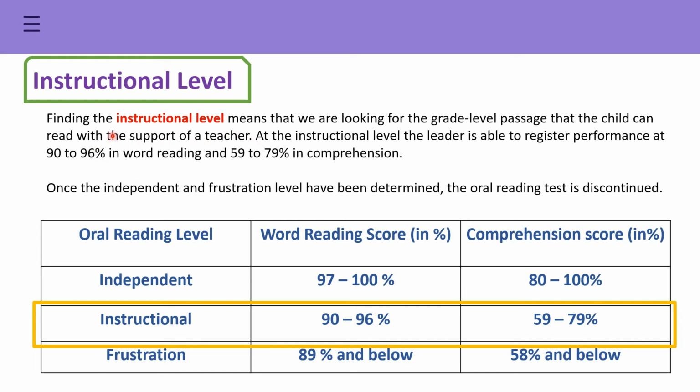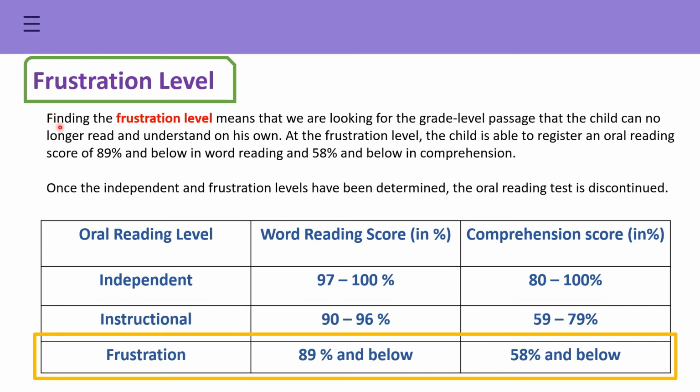Instructional level. Finding the instructional level means that we are looking for the grade level passage that the child can read with the support of a teacher. At the instructional level, the reader is able to register performance at 90 to 96% in word reading score and 59 to 79% in comprehension. Once the independent and frustration levels have been determined, the oral reading test is discontinued.